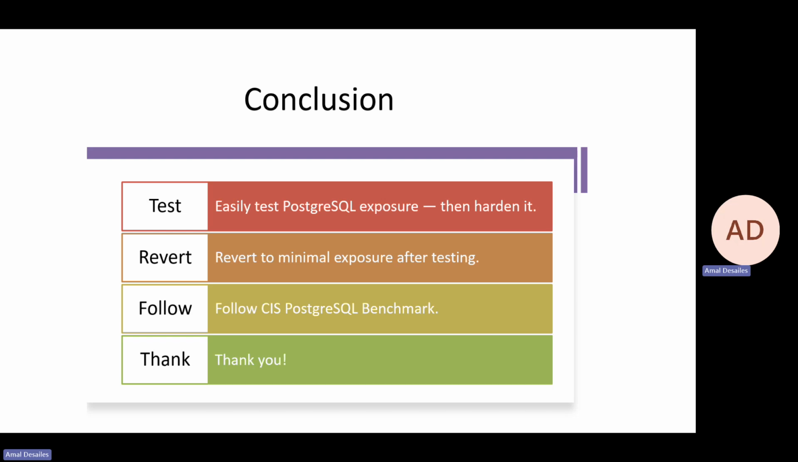Conclusion. The key takeaway: it's easy to make Postgres visible for testing, but you must follow up by securing it after your scan. Revert listen_addresses to minimal settings, keep firewall rules tight, and enable strong authentication and SSL for production. Follow the CIS PostgreSQL benchmark to systematically harden the server. If you want, I can also provide a single copy script plus the revert procedure.